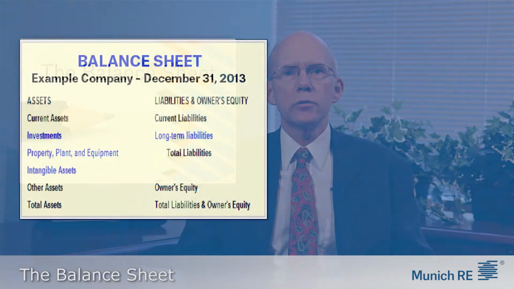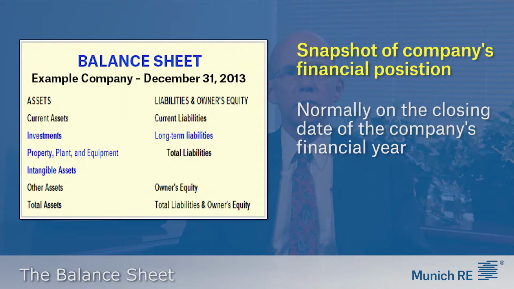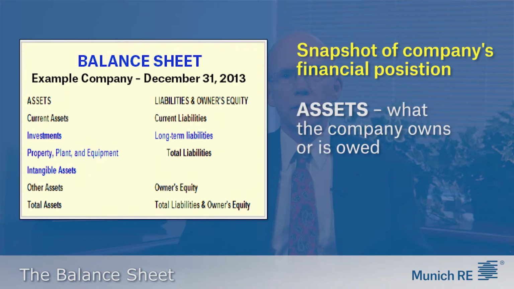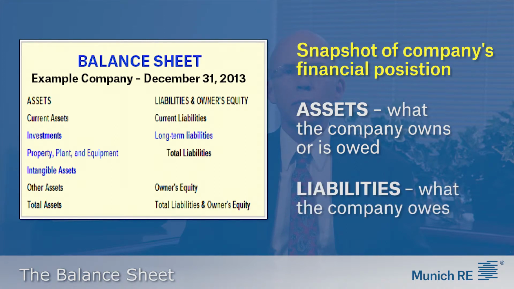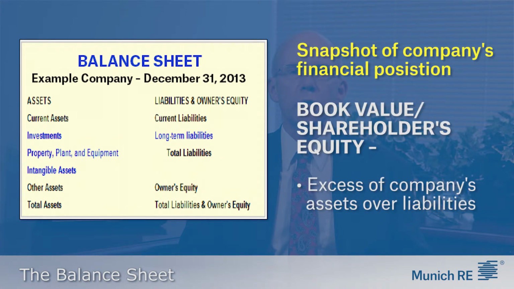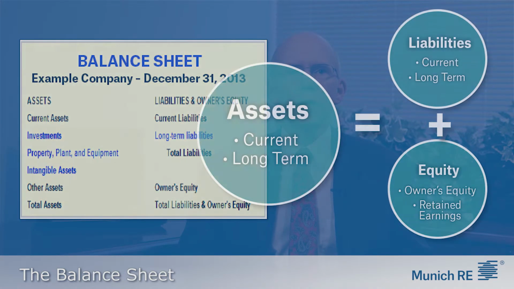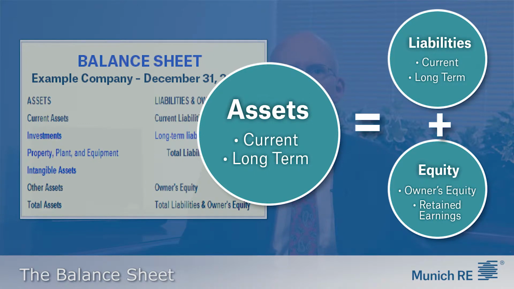A balance sheet shows a company's financial position at a specific date, a snapshot, if you will, normally of the closing date of the company's financial year. It lists assets, what the company owns and what is owed to the company, and liabilities, or what the company owes. It then shows the book value, also known as equity or shareholders' equity, which would be the excess of the company's assets over its liabilities. The balance sheet thereby takes its form from this basic accounting equation: assets equal liabilities plus owner's equity.